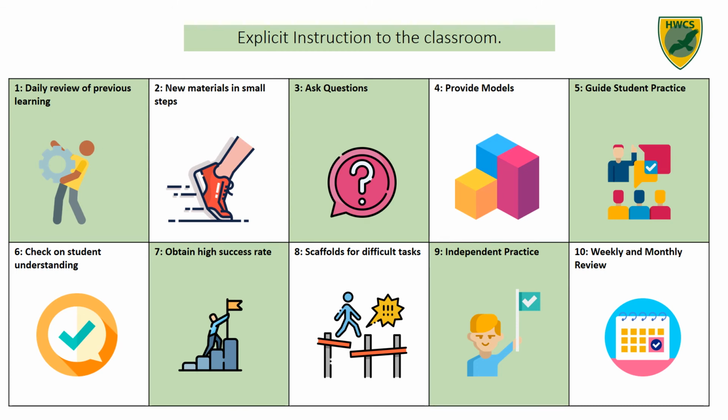Have we provided models? Do we know what success looks like? Guided student practice. So obviously you guiding students through that practice is really important. And again, with all of these things, it's about being as explicit as possible with the students about what you're doing and why you are doing it. It's not a mystery why you're using this model. You're using it because actually you want to show them what success looks like. 6, checking for understanding. 7, and again we talked about this before Christmas, about obtaining a high success rate.